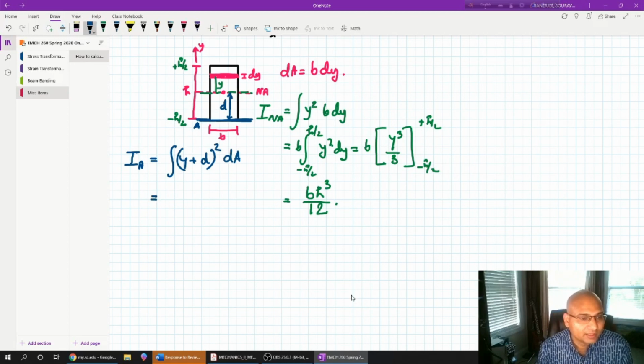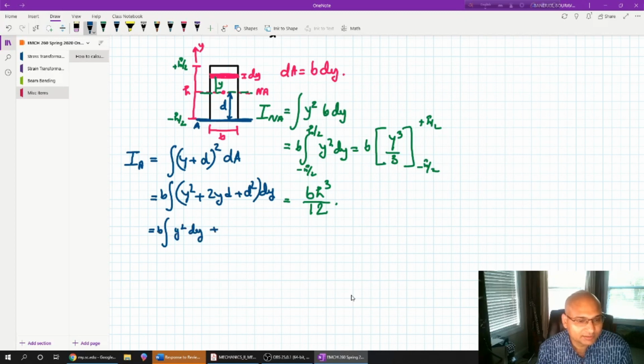Now the same way, if I substitute this, then we get the integral of y square plus 2yd plus d square into dA. We get the integral of y square dA plus the integral of 2yd dA plus d square dA. d square is constant, so it can come outside.